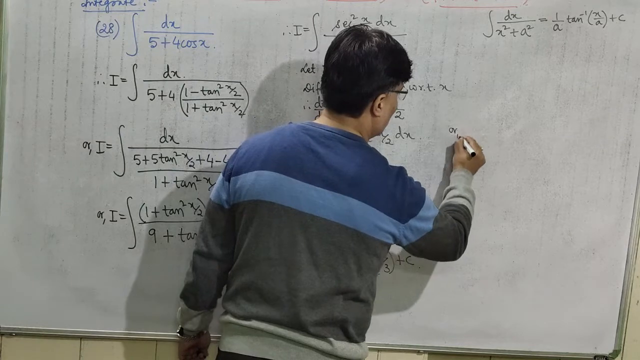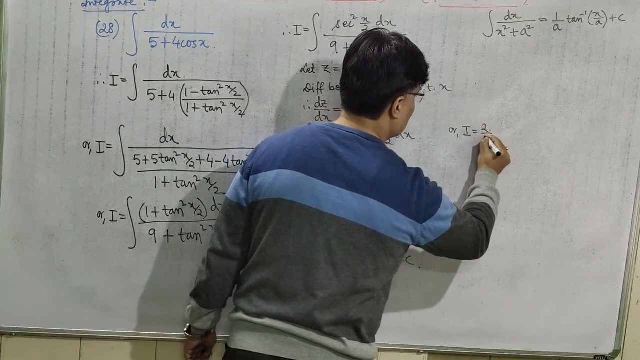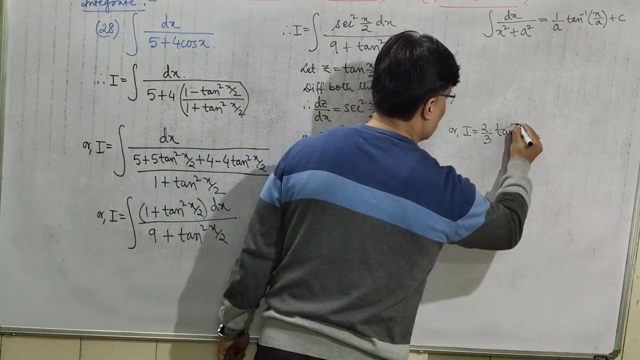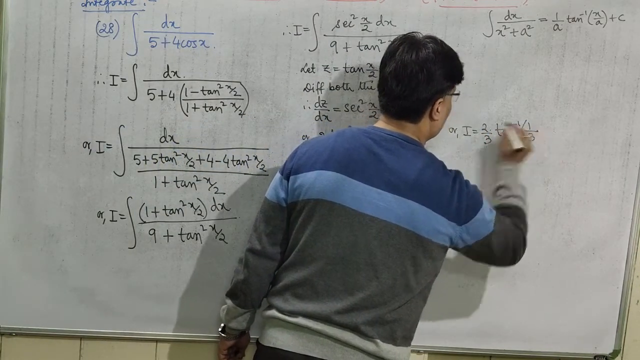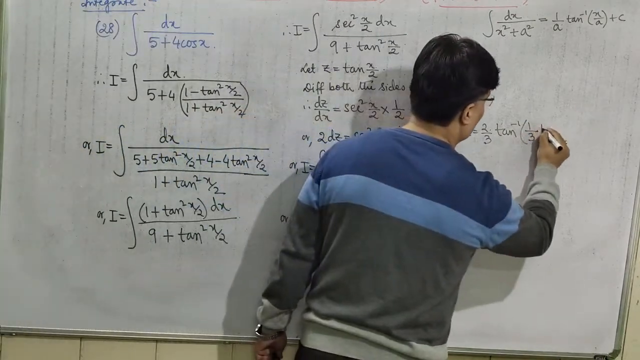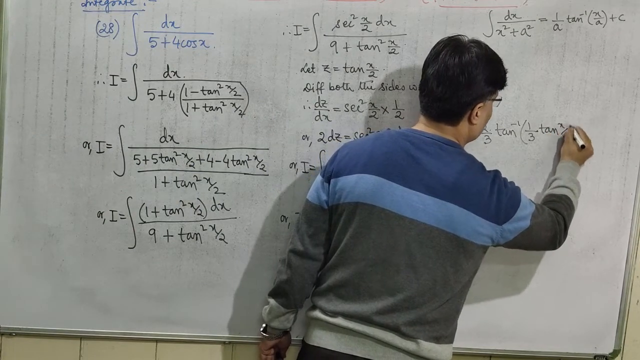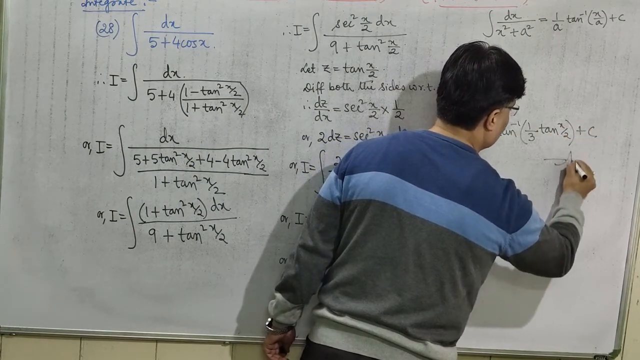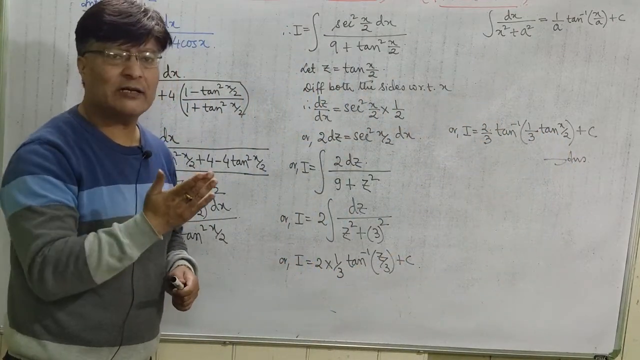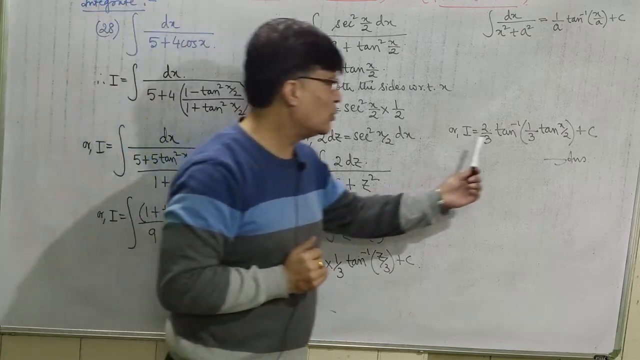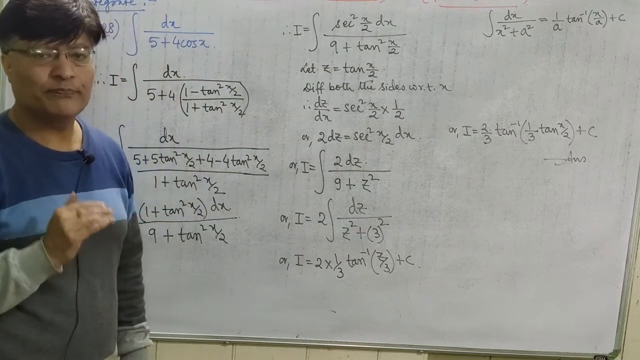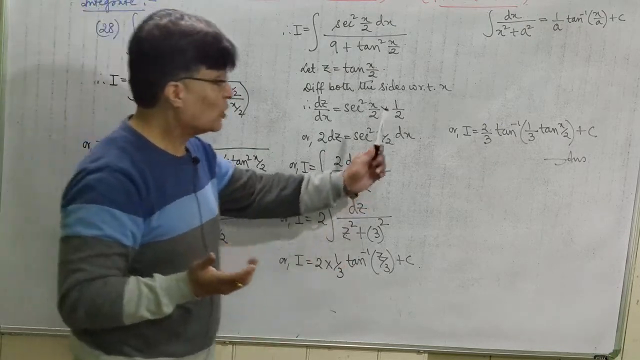So I is equal to 2/3 tan inverse within bracket 1 upon 3 into, what is the value for z? What was z actually? It is tan x by 2. Z is tan x by 2 plus c. And you cannot simplify it further. This 1/3 constant cannot be taken outside. That means you cannot simplify this tan inverse within bracket 1/3 tan x by 2 plus c. Okay, so this is the final answer.